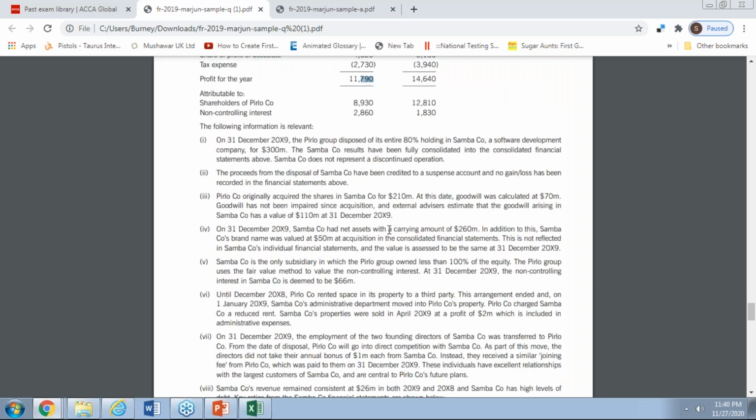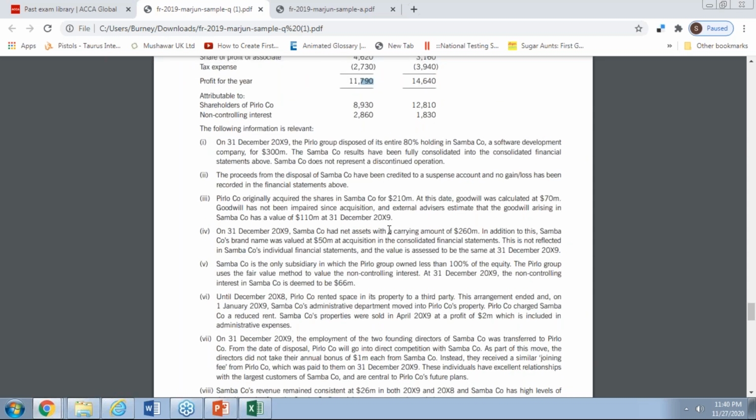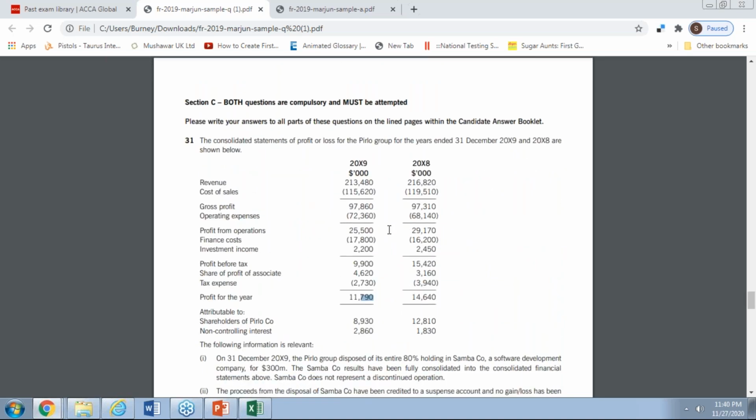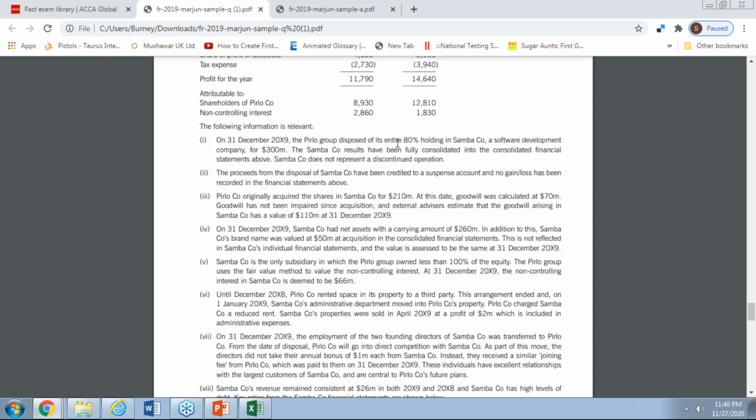Now, at 31st December 2009, what is the date? It's the year end. The Perlo Group disposed of the entire 80% holding in Simba. So we have a subsidiary named Simba, and we have sold the whole 80% of the shares of Simba, a software development company, for 300. Simba was actually a software development company. The Simba results have been fully consolidated into the consolidated financial statements above. Simba does not represent a discontinued operation.